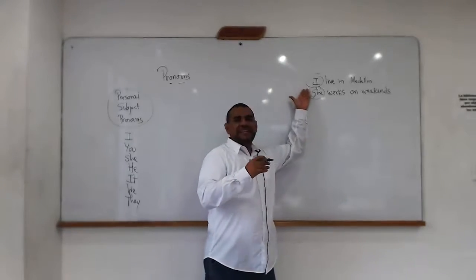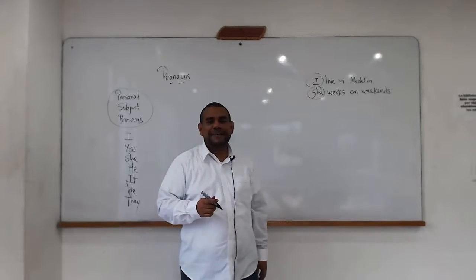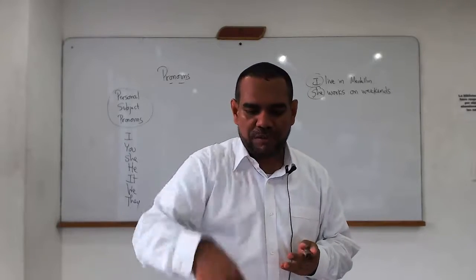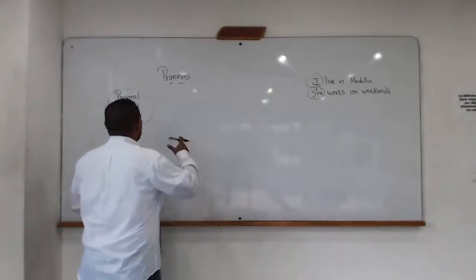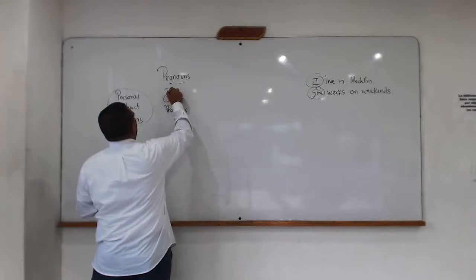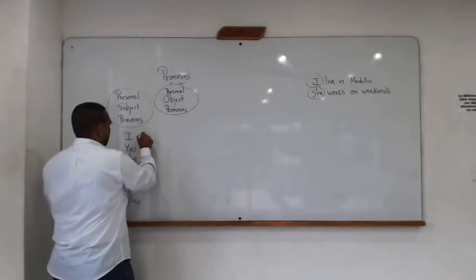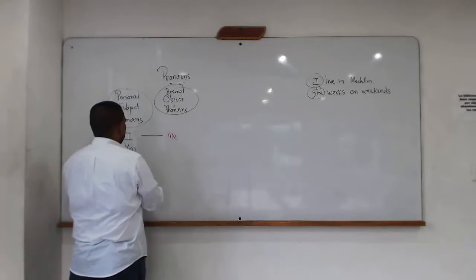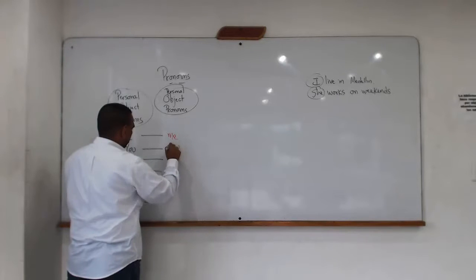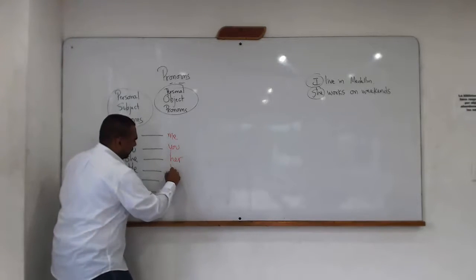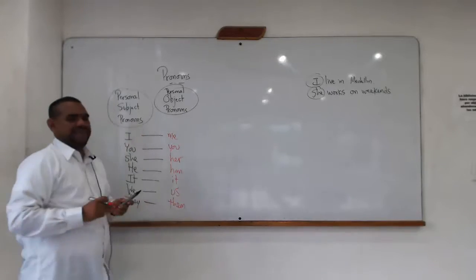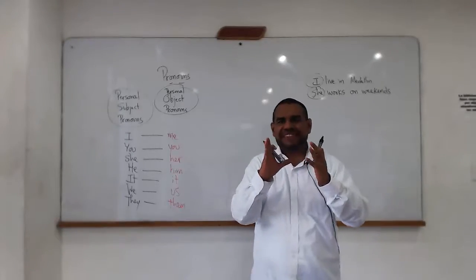Well, as we see here, they refer to people who do actions. But pronouns can also refer to people who receive the actions. So they can also be object pronouns. And the corresponding object pronouns are those personal object pronouns. We have me, you, her, him, it, us, and finally them. So how do they work in sentences?